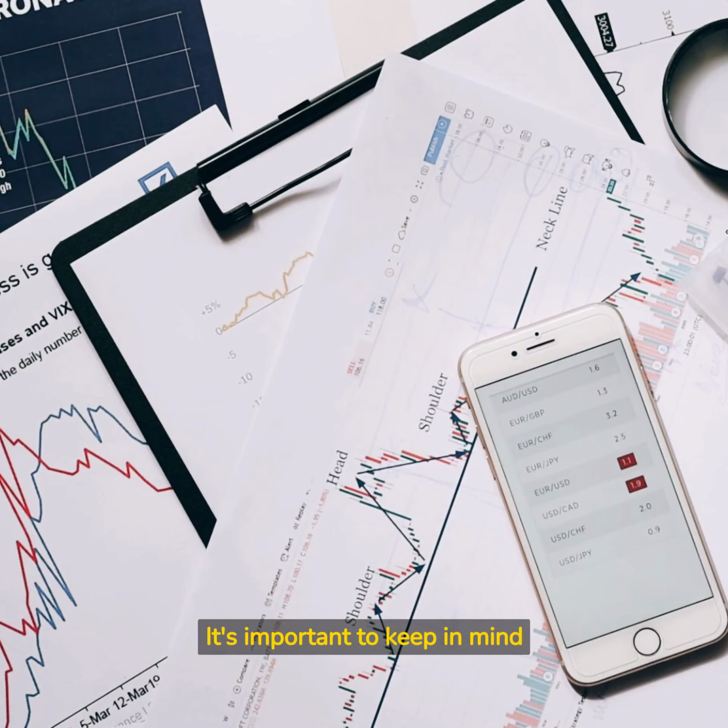It's important to keep in mind that financial reports can be complex and may require some understanding of financial concepts and terminology. If you're new to reading financial reports, you may want to consult a financial advisor or professional for guidance. Additionally, it's important to review financial reports over a period of time to get a complete picture of a company's financial performance and health.